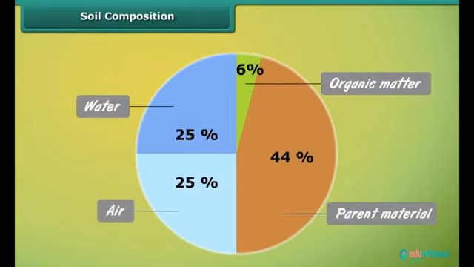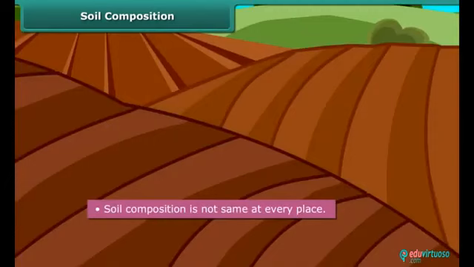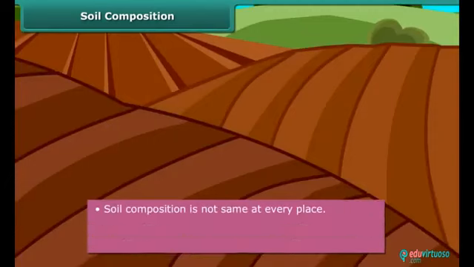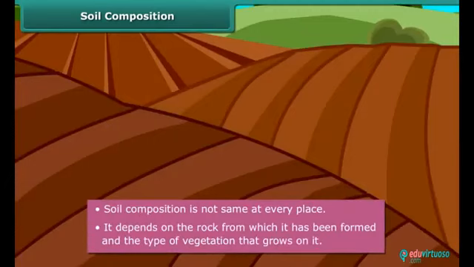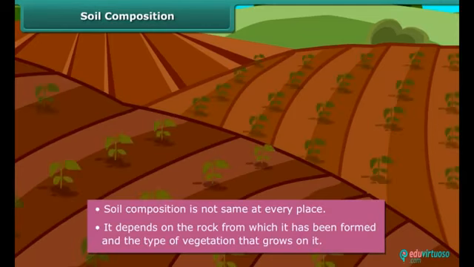Soil composition. Soil is a mixture of water, air, parent material, and organic matter. Over time, these four components combine together to form healthy, fertile soil. Don't think that soil composition is the same at every place. It depends on the rock from which it has been formed and the type of vegetation that grows on it.